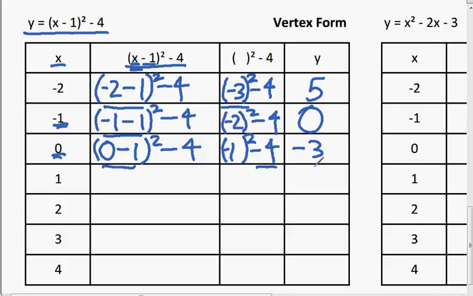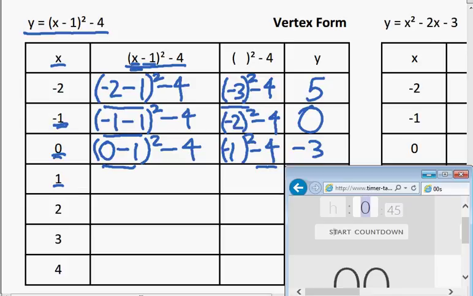And I can do that on the thermometers as well. If you want to do that, you can. 45 seconds now, do number 1. Not number 1. Do x equals 1. Find y when x equals 1.